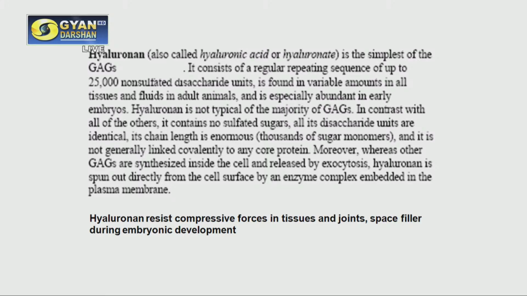Another difference, in fact there are 5 points. Another point is that the GAGs are synthesized inside the cell and released by exocytosis, whereas in case of hyaluronan, it is spun out directly from the cell surface by an enzyme complex embedded in the plasma membrane. So 5 differences are there which you should remember, and if you are asked, then you should be able to write those 5 points.